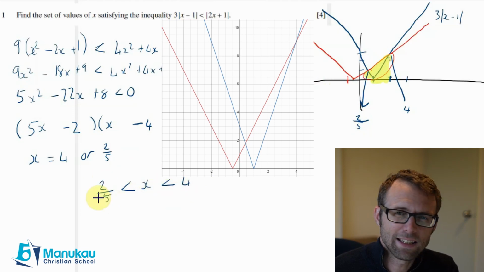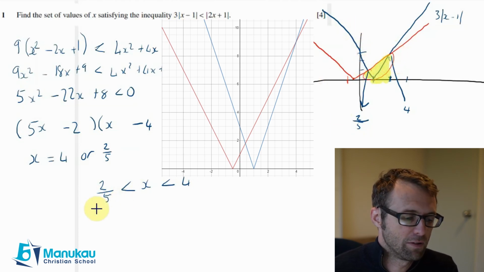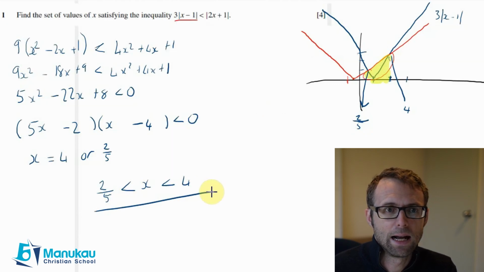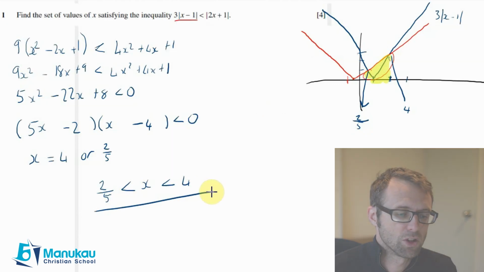So that is the set of values for where the blue function is less than the red function. And that will be my final answer in this. I hope that makes sense to you. If not, do feel free to email me and I can clarify if possible.